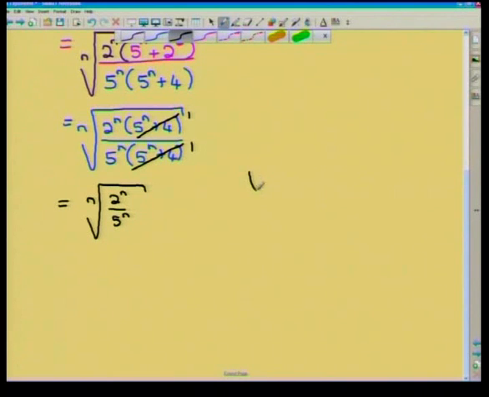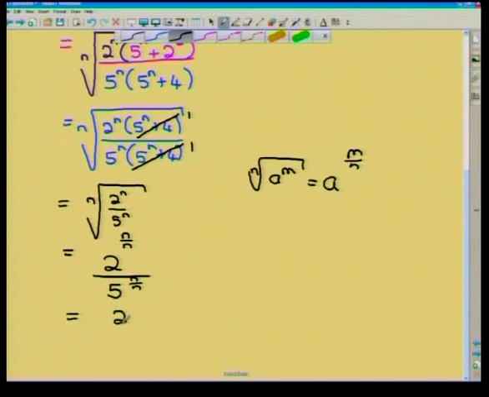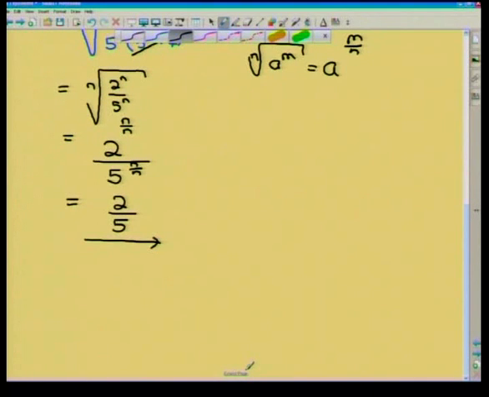Now, from our law of exponents, we know that if we have the nth root of a to the m, the rule says it's a to the m over n. So this is going to become 2 to the n over n divided by 5 to the n over n, which means this answer is going to be 2 to the 1 over 5 to the 1, or if you like, just 2/5. So once again, something quite complicated becoming something relatively straightforward.